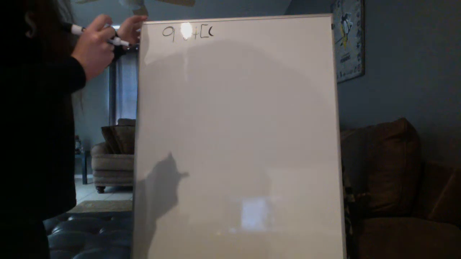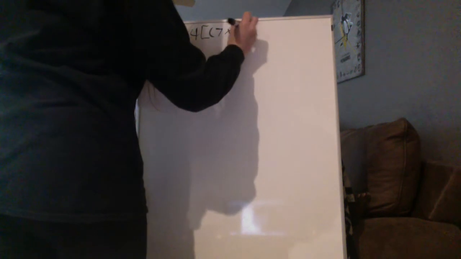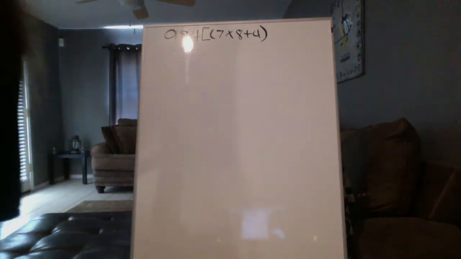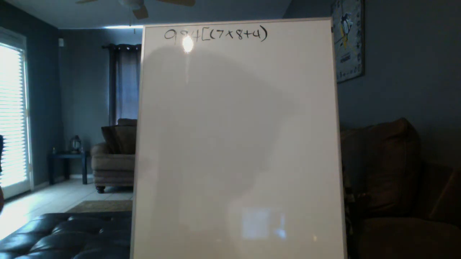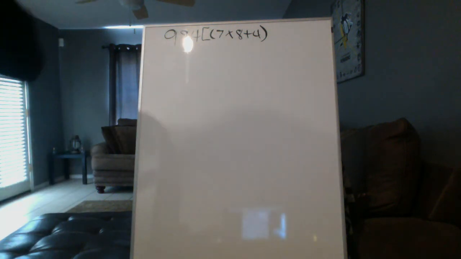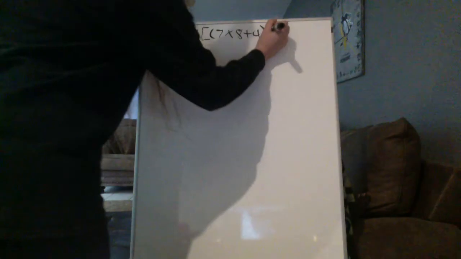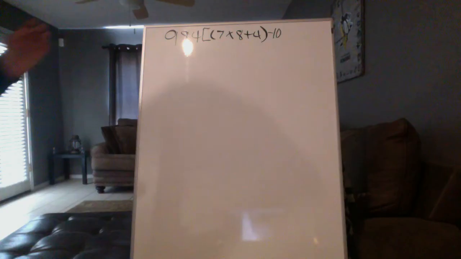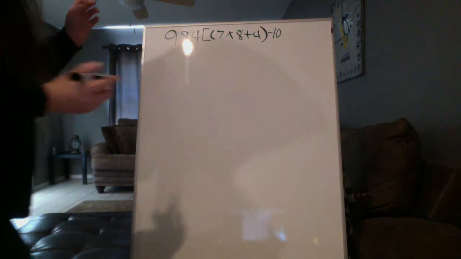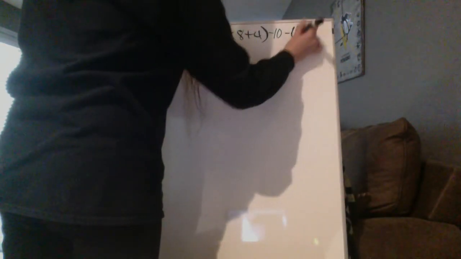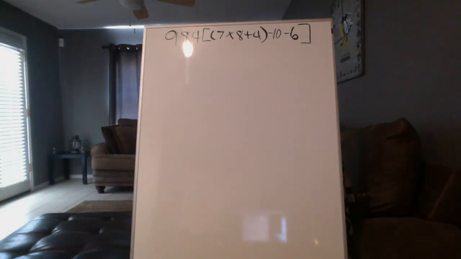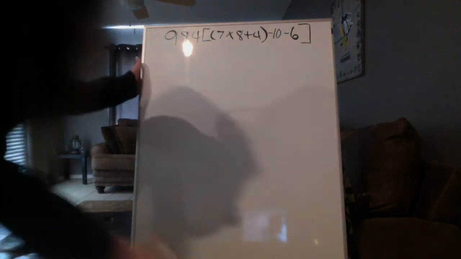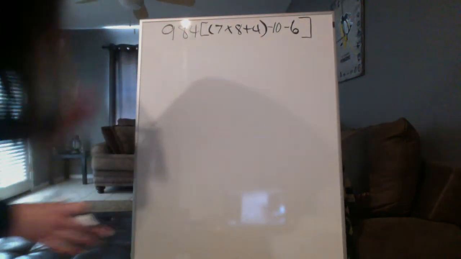984, beginning brackets, first parentheses, is going to be 7 times 8 plus 4, end parentheses, so all 3 of those numbers are going to be inside the parentheses there. I'll move the board again so it's not so glare right now. And then we have divided by 10 minus 6, end the brackets. Okay, so this is going to be y'all's practice problem for the day.